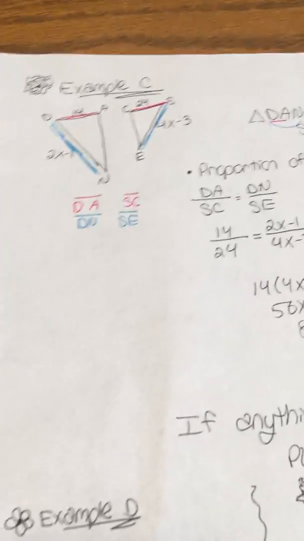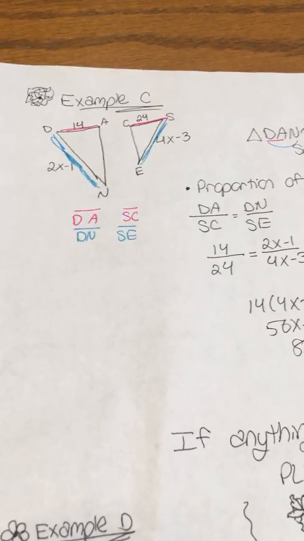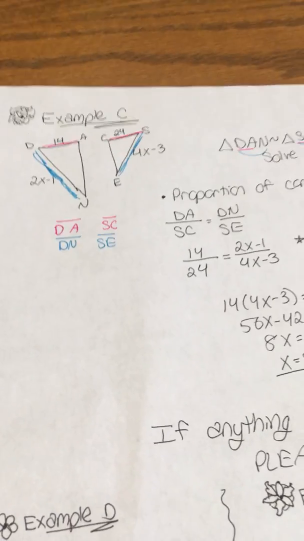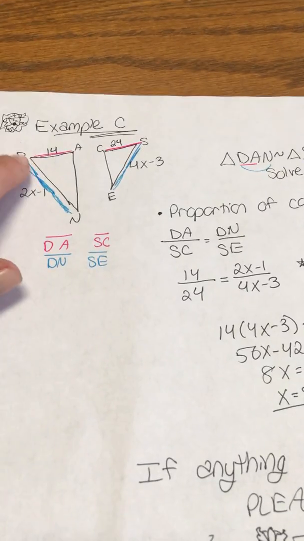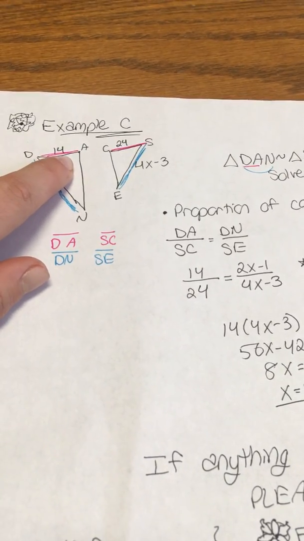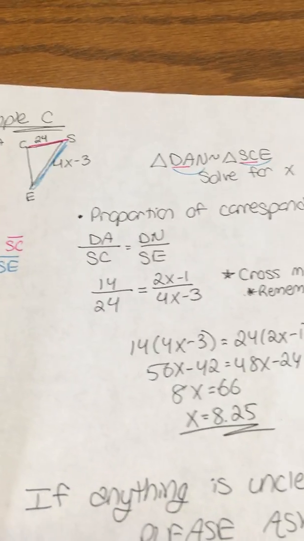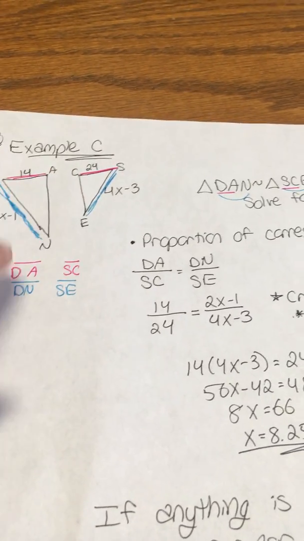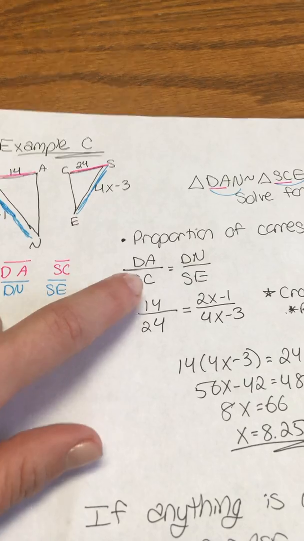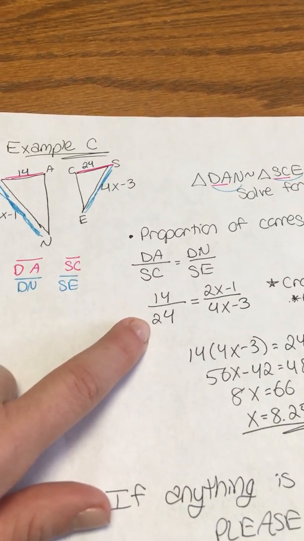Here's another example where we have some more complex expressions, but it's still the same exact process. So look at what you're given. We know dA is one given side. Look at your statement. dA corresponds to SC. So dA, SC gives us 14 over 24.